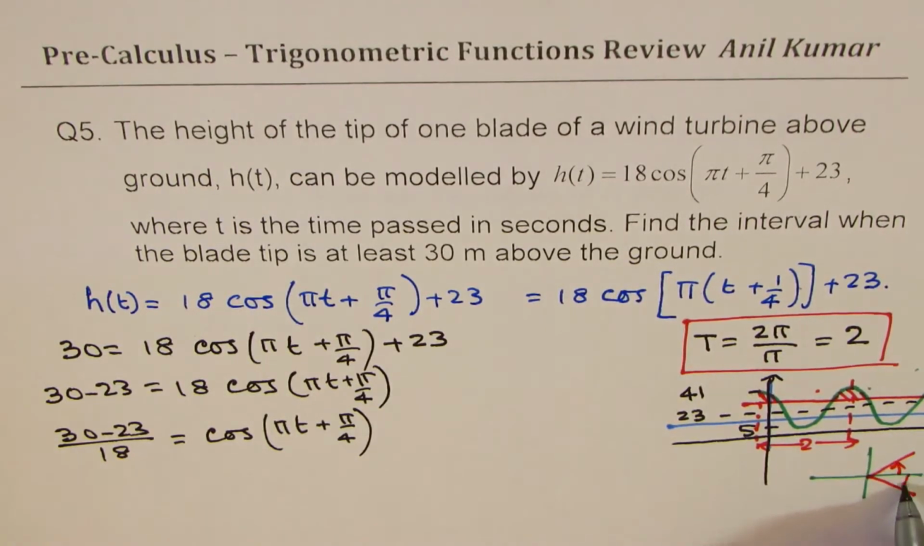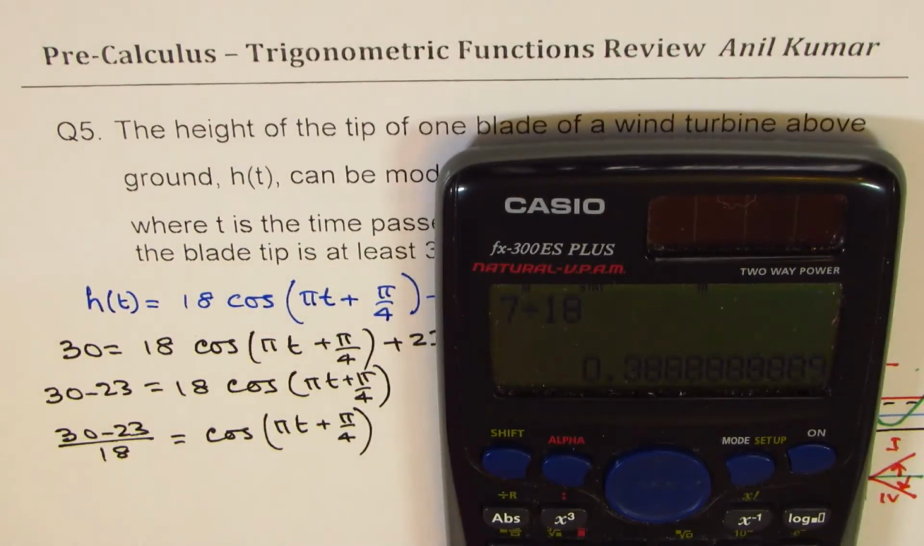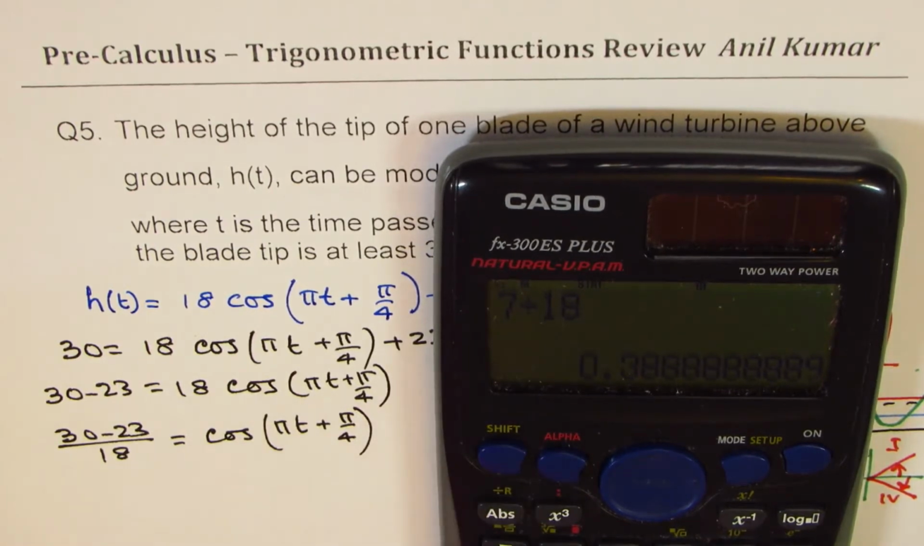So plus and minus theta. Is it okay? Because cos is positive in quadrant 1 and in 4. That's the whole idea. So let's find the acute angle first. So we'll do shift cos inverse of our answer, and that gives you a value which is 1.171.